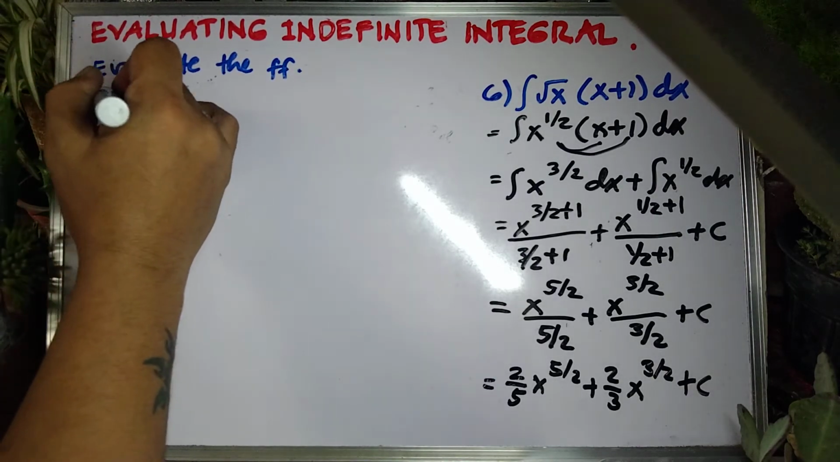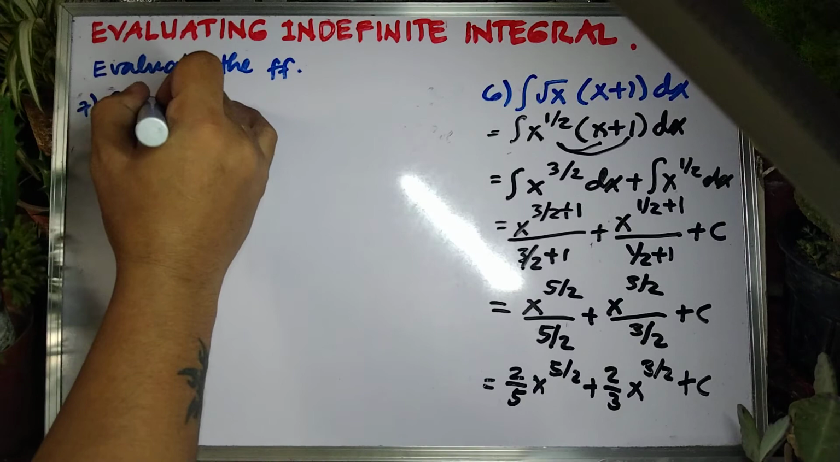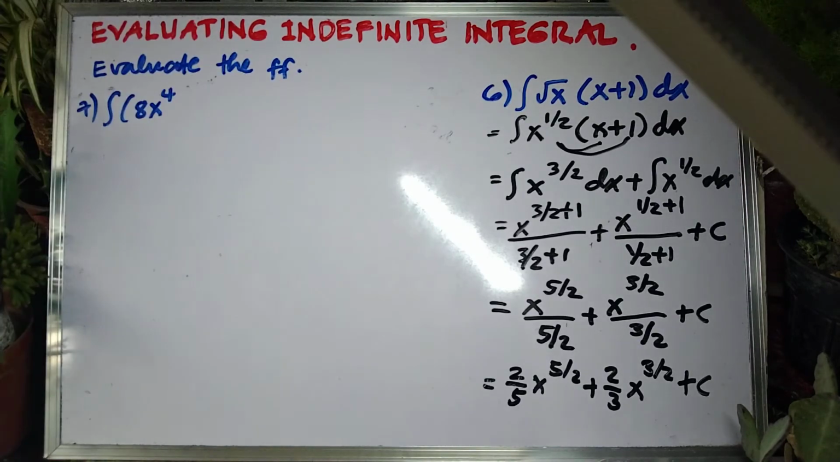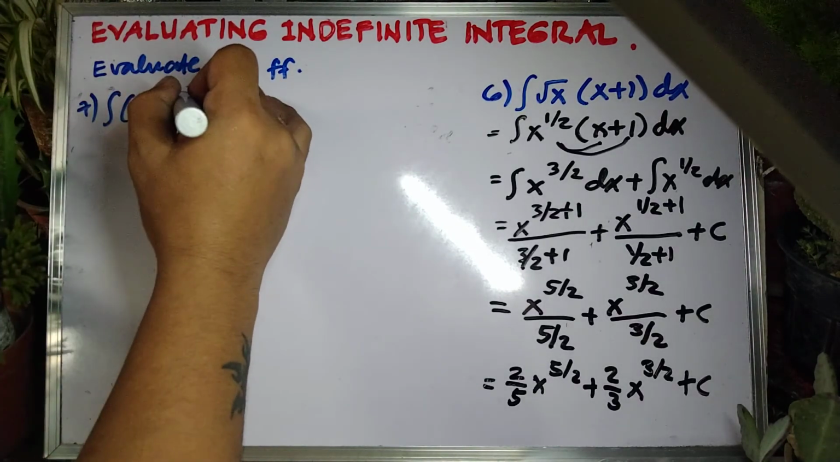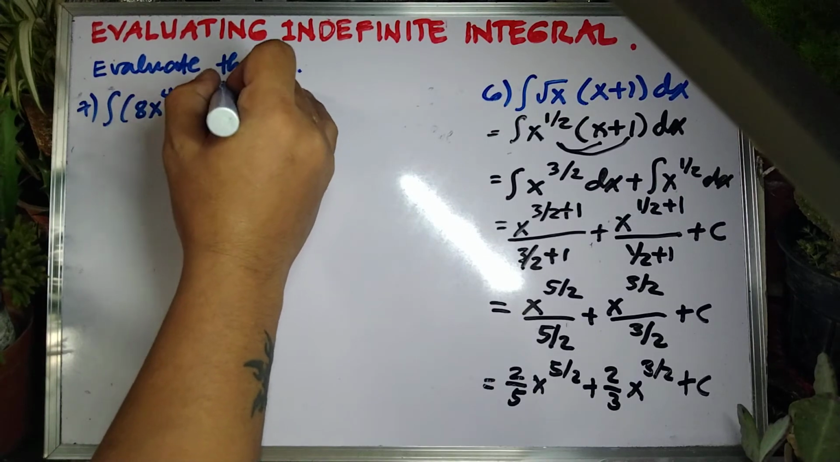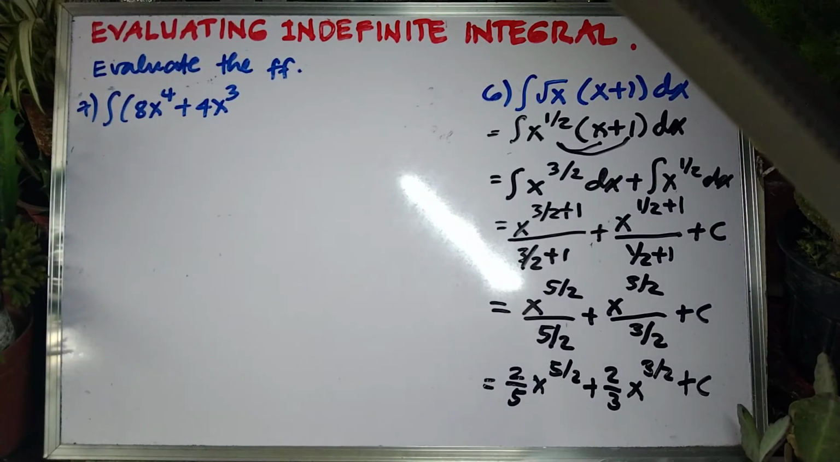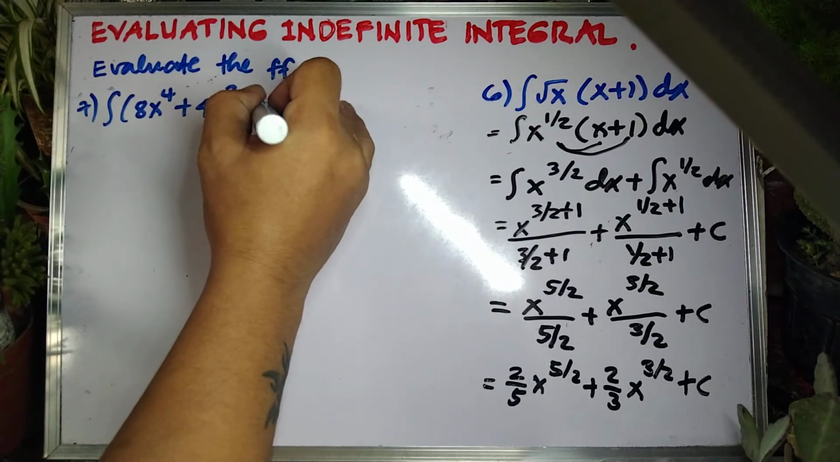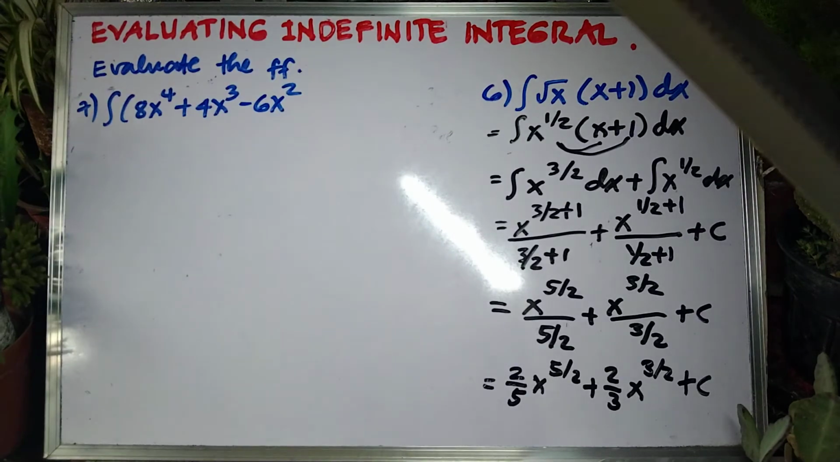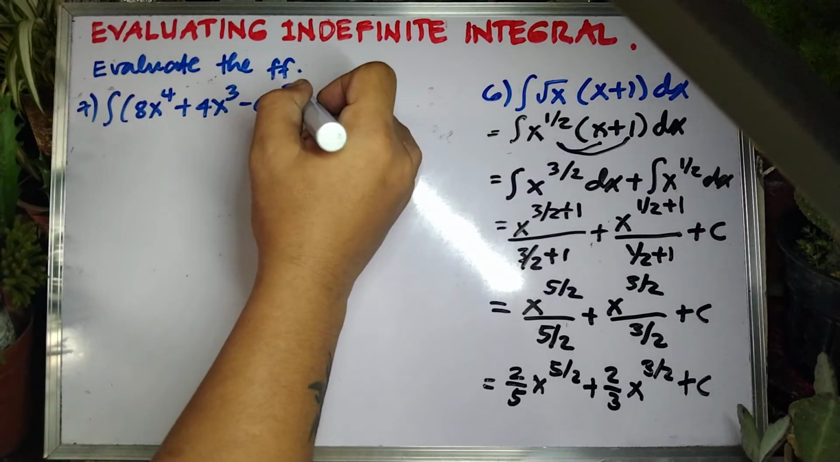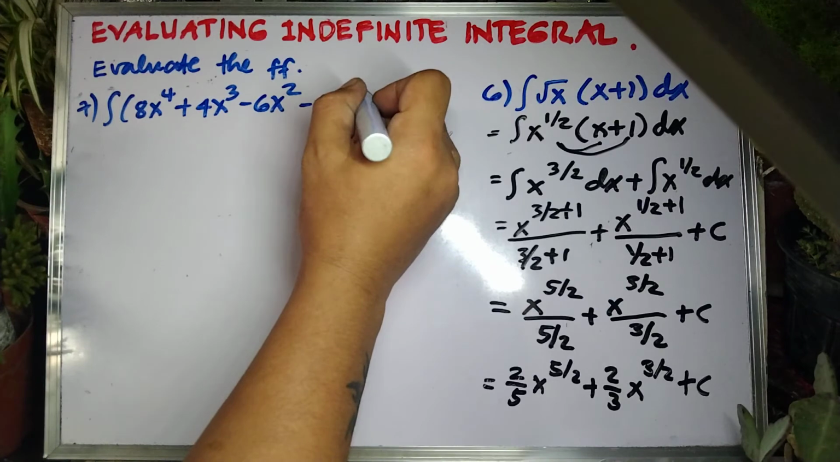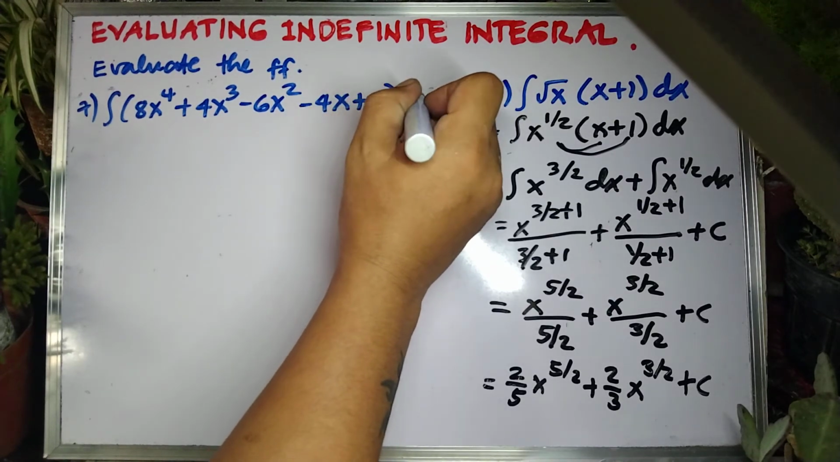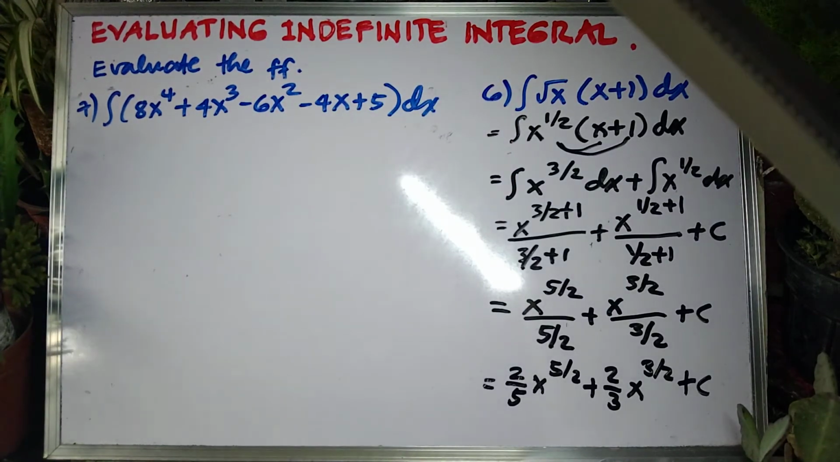Find the integral of 8x to the 4th plus 4x cubed minus 6x squared minus 4x plus 5 dx. Okay, taas ano?